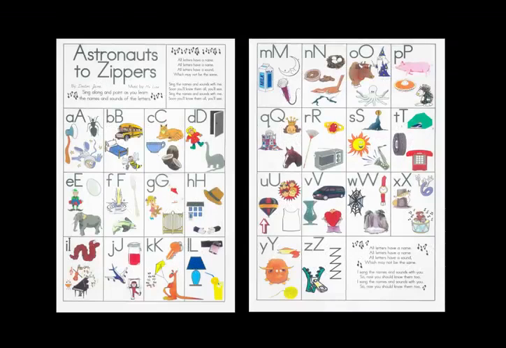You can see that in this chart, each box has the small and the capital letters and 3 pictures. In the box with the letter A, we have a picture of an astronaut, and in the box with the Z, there is a picture of a zipper. The name of this program is Astronauts to Zippers, because we will sing from astronaut to zipper.